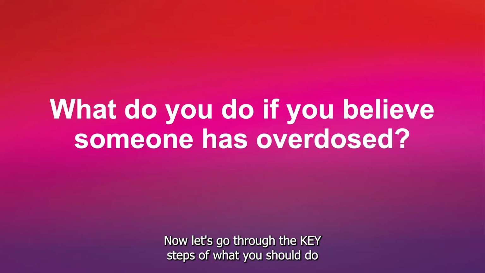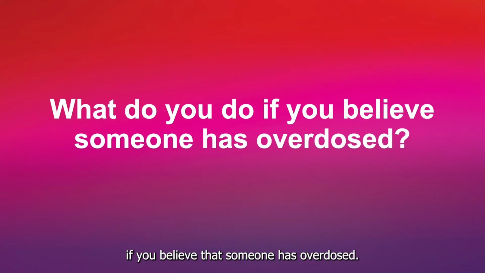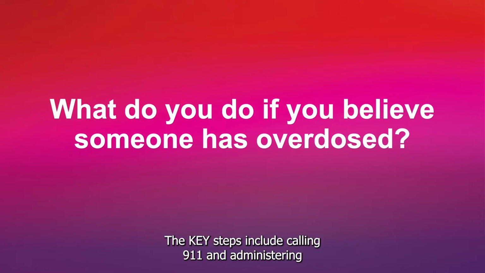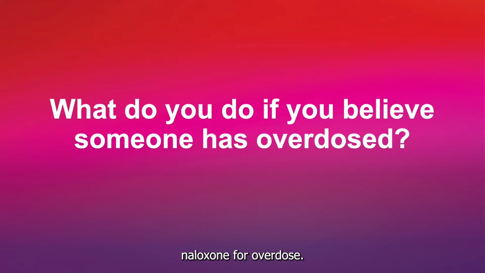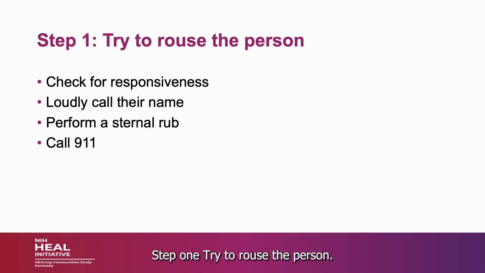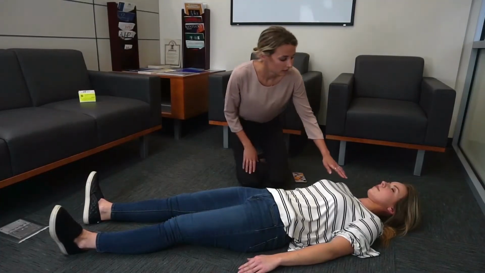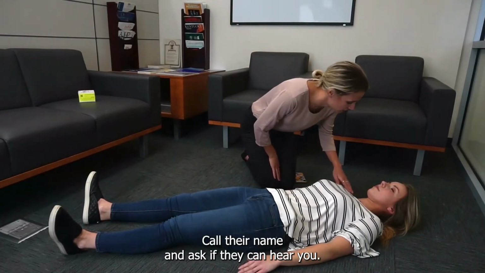Now, let's go through the key steps of what you should do if you believe that someone has overdosed. The key steps include calling 911 and administering naloxone for overdose. Step 1, try to rouse the person. Call their name and ask if they can hear you.